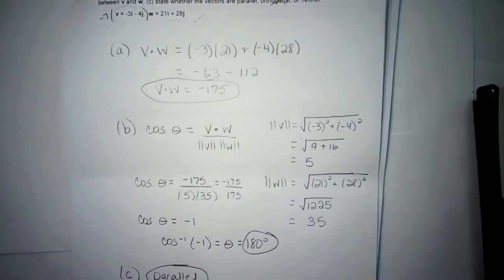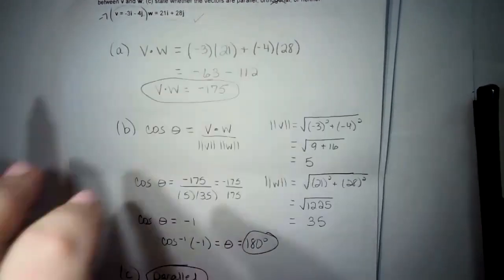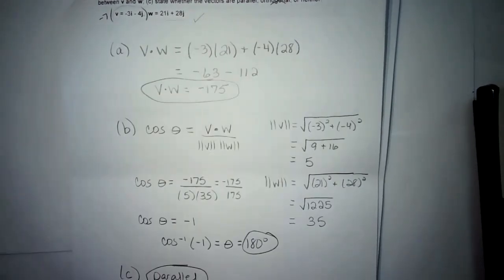So sometimes you can tell from the beginning if it's going to be parallel if you pay a lot of close attention to your vectors. If you look and say, oh gosh, I see a multiple there, then you're going to know. Or you could just gamble and do a 180 if you want.